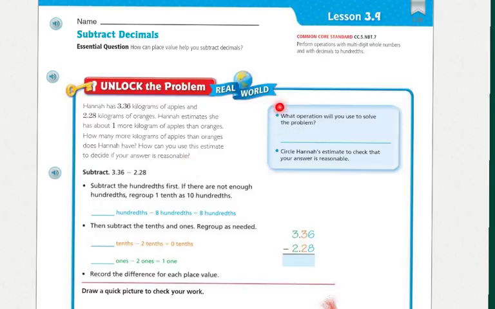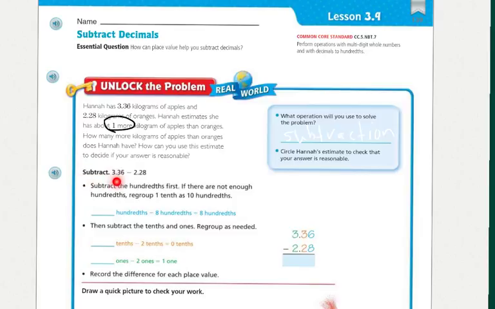So let's look over here. What operation will you use to solve the problem? You should say subtraction. Okay. Then it says, circle Hannah's estimate to check that your answer is reasonable. So let's do that. Circle Hannah's estimate. Well, her estimate is that she has 1 more kilogram of apples than oranges.